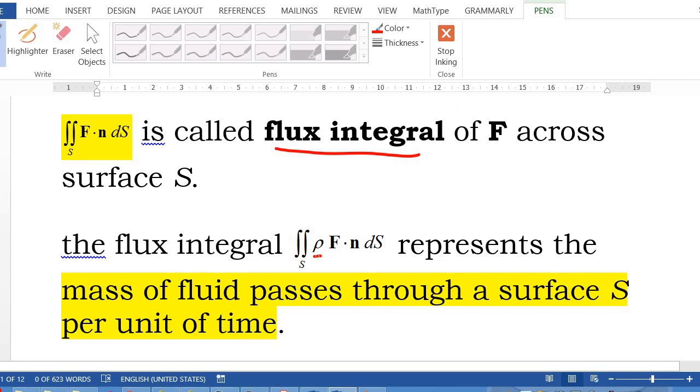If the flux integral we multiply with a constant density, remember you have the mass of a solid G with constant density, mass will be density multiplied by volume. Since this is a volume per unit time of the fluid that passes through the surface S, if we multiply this integral with density, this becomes the mass of fluid that passes through a surface S per unit time. Now this is volume per unit time multiplied by density, so it becomes mass per unit time.